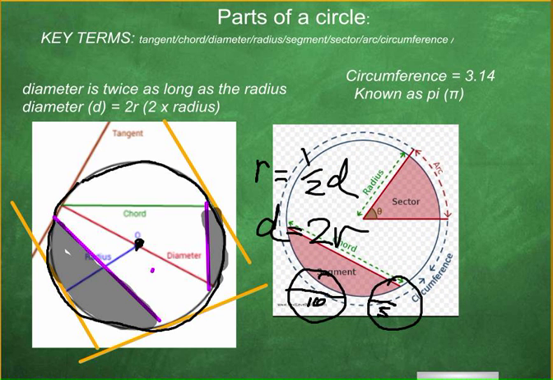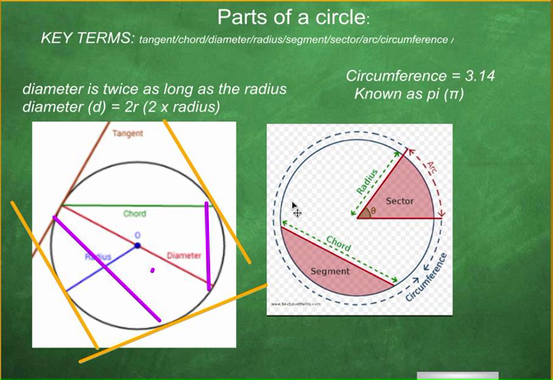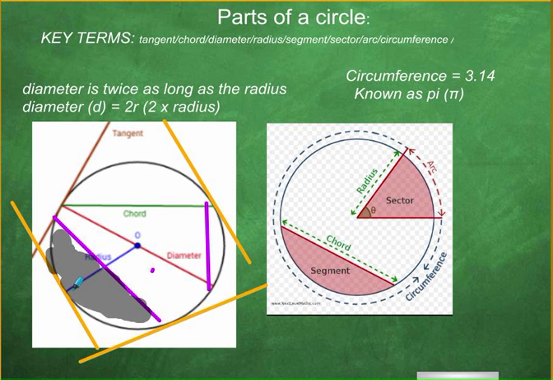I'm just going to get rid of my annotations. All right? Here are key terms of the circle. Here again is the radius, the chord, and that shaded part that I shaded is called a segment. So here's our segment over here. Okay, and you can see it right here. That's a segment.